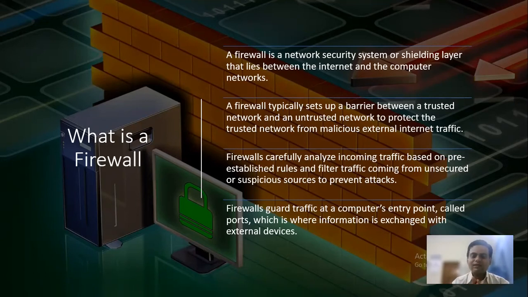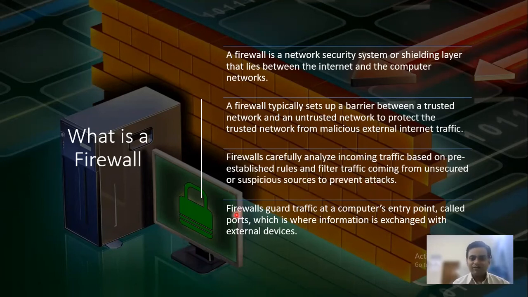So basically, a firewall is sort of a barrier between two networks, generally a trusted and an untrusted network. And the main purpose of a firewall is to control the incoming and outgoing traffic so as to prevent any malicious activities, or any malicious attacker, from entering into a system. Firewalls primarily focus on carefully analyzing the incoming traffic, the traffic which is coming from the outside to the inside. They analyze that based on some pre-established rules and filter the traffic coming from unsecured or suspicious sources to prevent attacks.